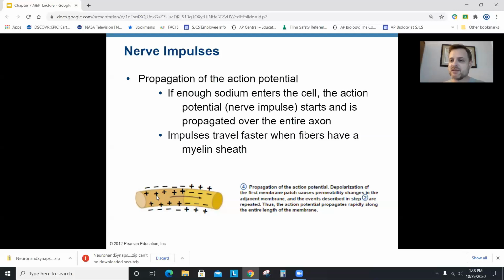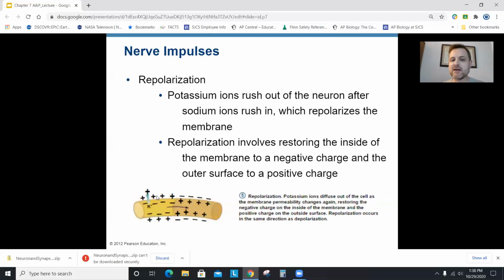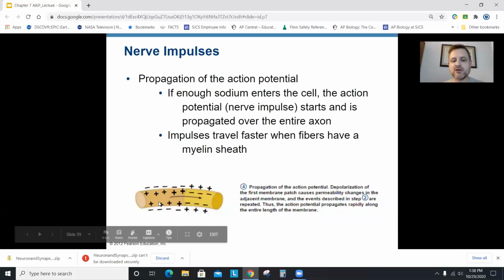In neurons that have myelin sheaths, the signal goes faster, for reasons we'll see in just a minute. Now, one thing that I haven't told you yet. Let me go back. Sodium is rushing in right here, right?